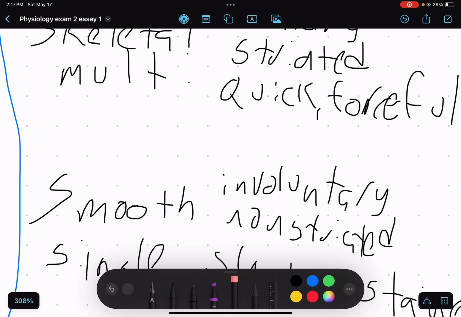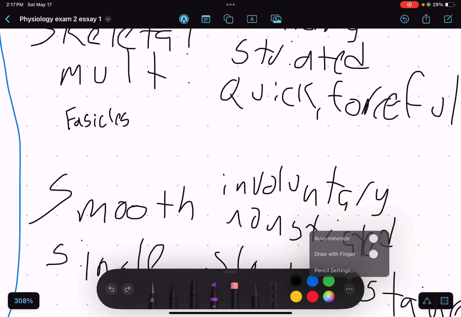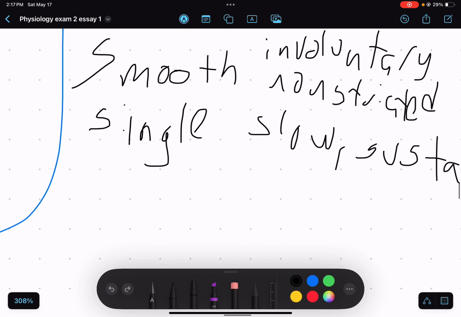So these are going to be your fascicles. And that's how they're arranged. While your smooth muscles are going to be arranged in sheets or layers.